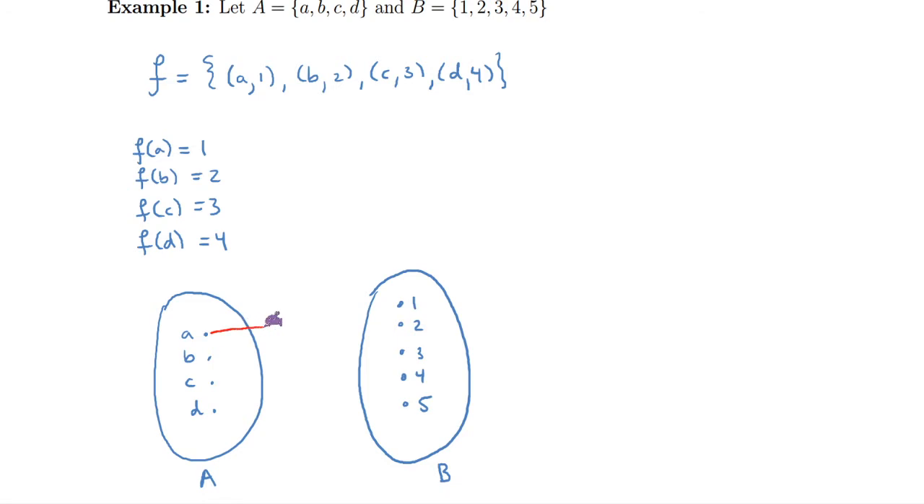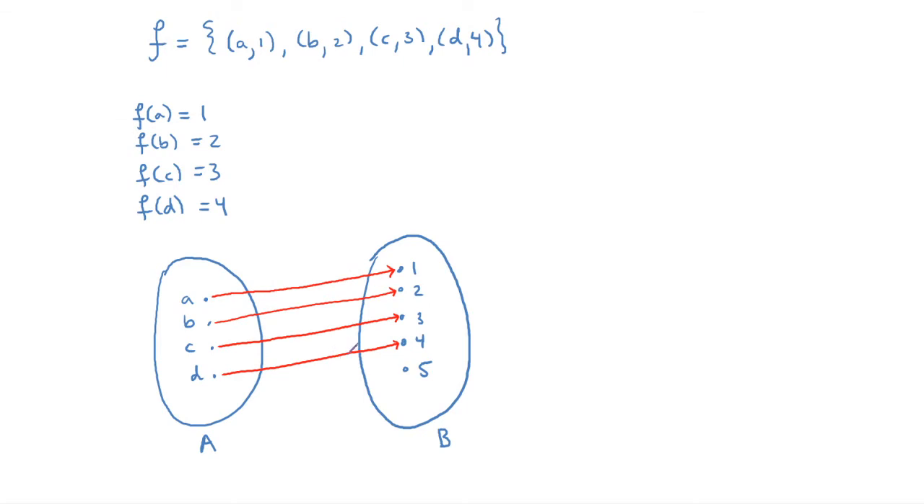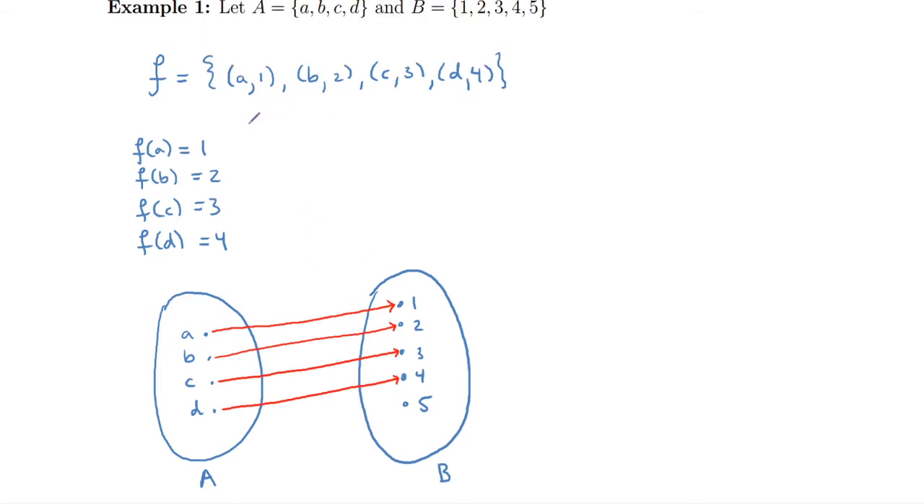So A, I said, would get mapped to 1. B got mapped to 2 here. And C gets mapped to 3. And D gets mapped to 4. And this is what's called an arrow diagram. So this would be 3 ways that you could write out an example of a function.